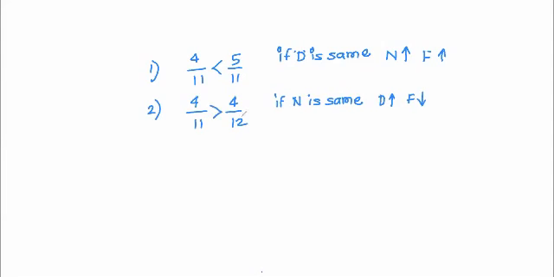Now, why does this happen? Because let's say we have a cake, 2 cakes. In this case, I make only 2 pieces of this. In the other, I make 3 pieces. Now, in both cases, I take 1 piece.